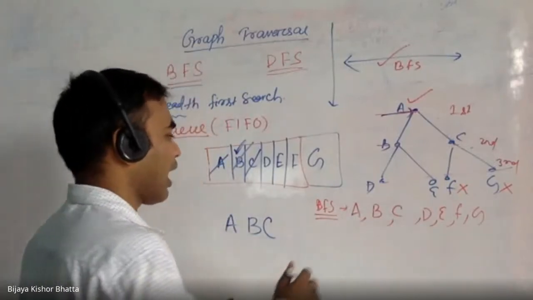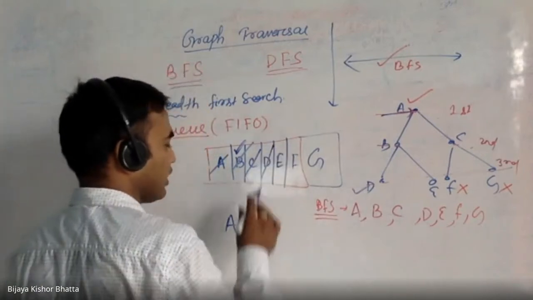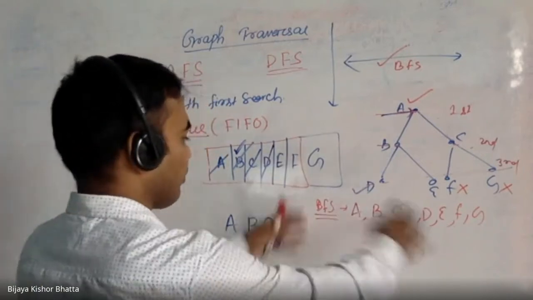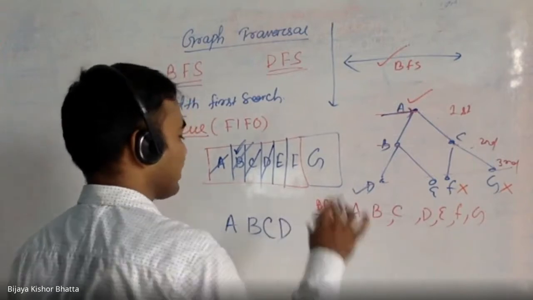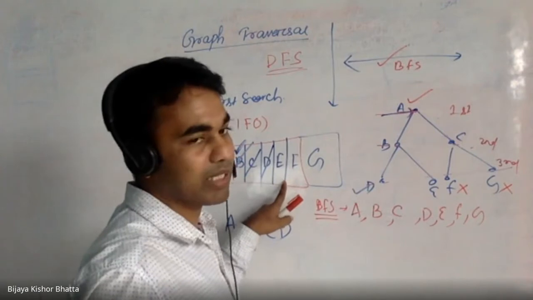So that's why I can happily process this particular D. This is independent, and no other vertices are there. So D I can happily process. Once D is done, I will go for the next element that is in Q.